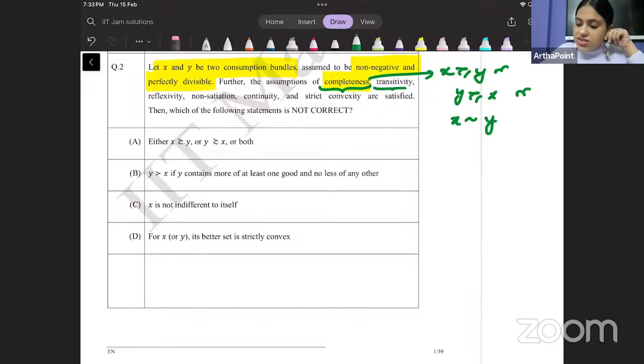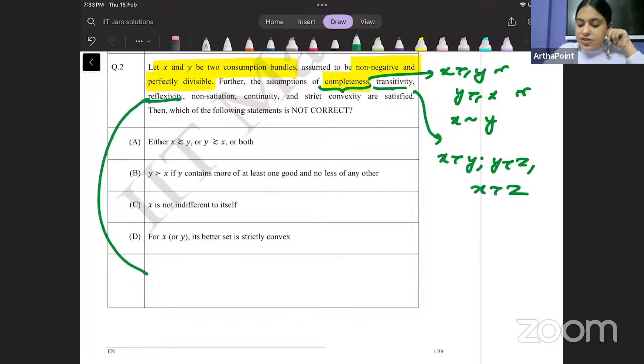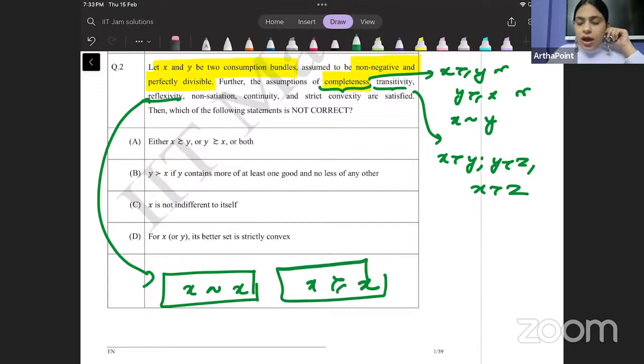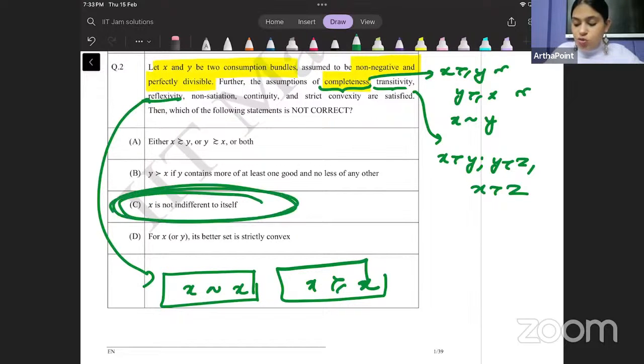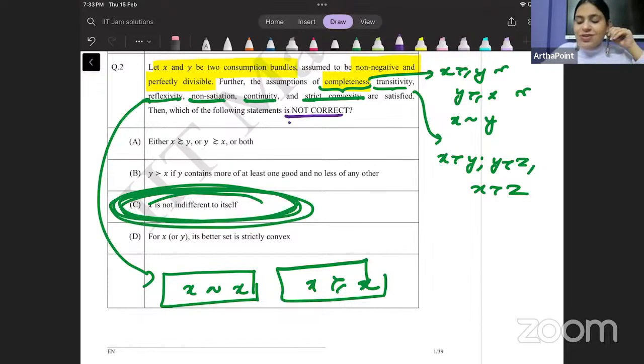Transitivity. So when x is preferred over y, and y over z, then x is preferred over z. Reflexivity. That means x is as good as itself. So between two bundles which are exactly the same, I should be indifferent. Then non-satiation, continuity, strict convexity. These assumptions are already given to us. And it says which of the following statements is not correct.